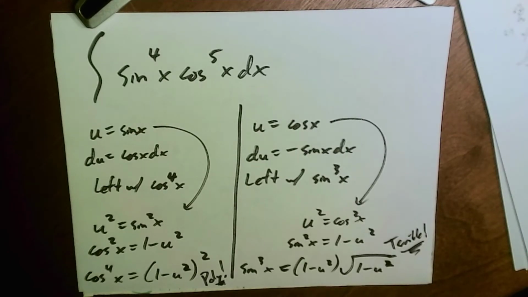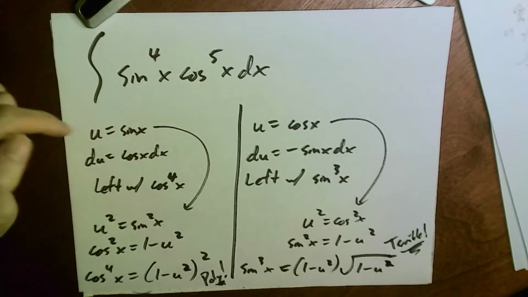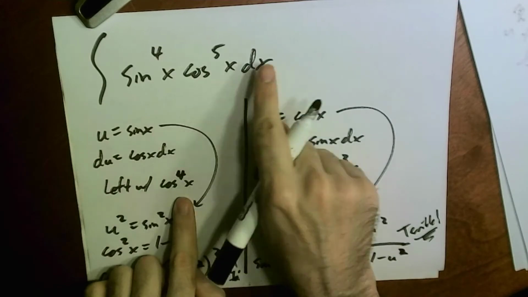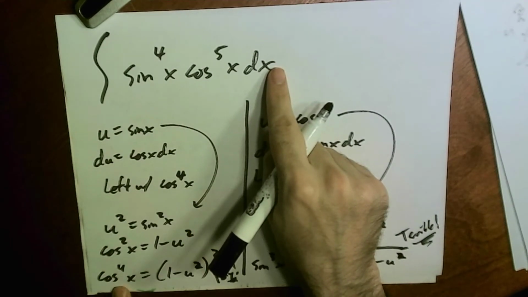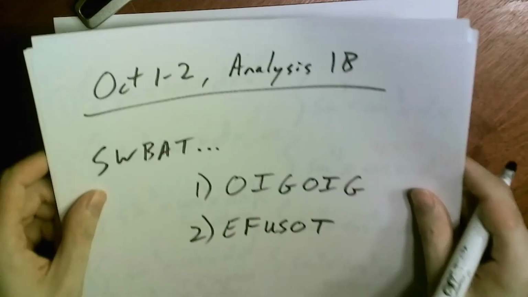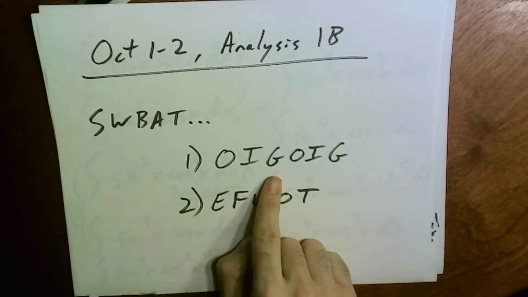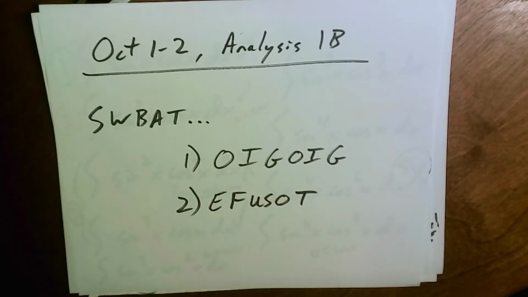And that's the difference. So when we add a power of 4 and a power of 5, we still want to sub where the 4 is, and the 5 is actually okay. I use one of them, and I'm left with 4 of them, which is cosine squared squared. What's OIGOIG stand for? Odd is good. Odd is great.